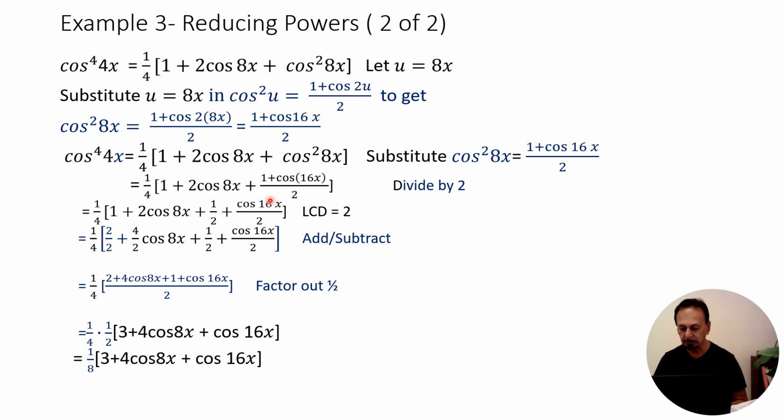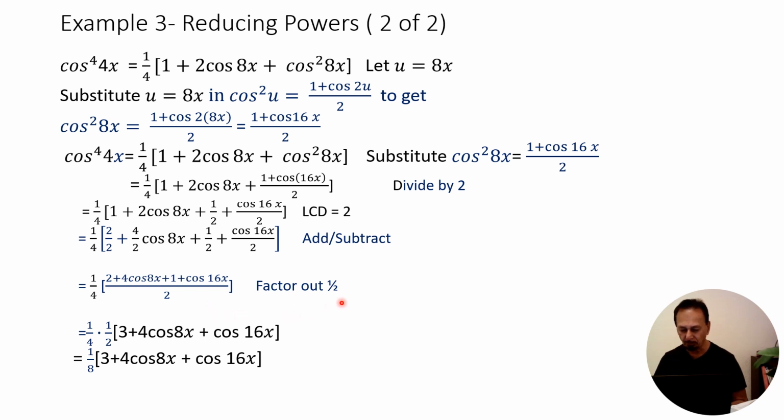Now we break it down into two fractions. So 1 divided by 2, cosine 16x divided by 2. And we just copy 2 cosine 8x and 1 over 4. So LCD is 2, so we convert this 1 into 2 over 2, convert this 2 cosine 8x into 4 cosine 8x over 2. And we have 1/2 plus cosine 16x over 2. So now we have same denominator, so we can write the denominator once and add all these numerators. 2 plus 4 cosine 8x plus 1 cosine 16x.